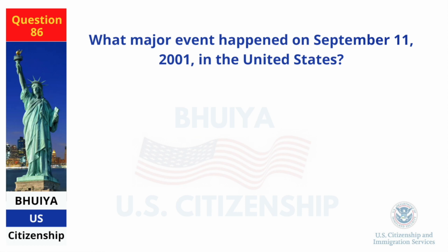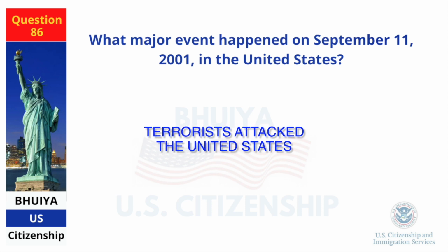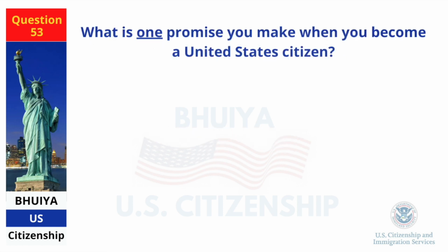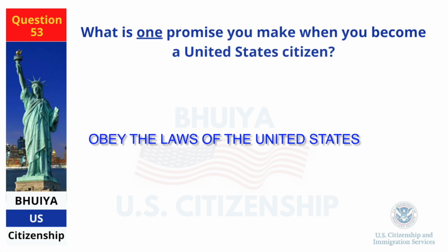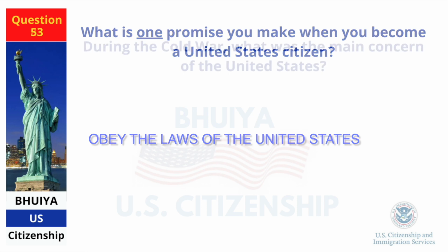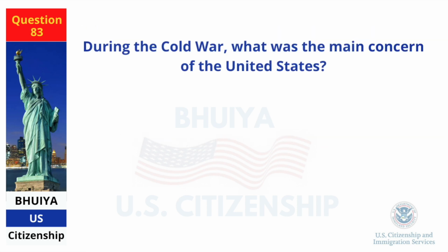What major event happened on September 11, 2001 in the United States? Terrorists attacked the United States. What is one promise you make when you become a United States citizen? Obey the laws of the United States. During the Cold War, what was the main concern of the United States? Communism.